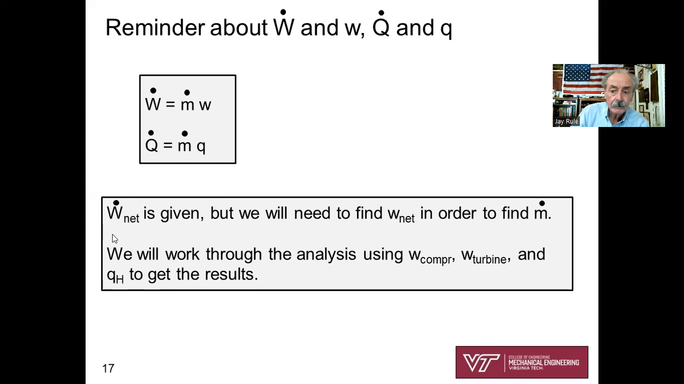Same thing, Q̇ equals ṁ times little q. Looking ahead in the solution, Ẇ_net is given, 48,000 horsepower. But we need to find ṁ. If we can find little w_net, it's easy to find ṁ. So we're going to work through the analysis. We'll get little w of the compressor, actual, little w of the turbine, actual, and little q_H, and that'll give us all the results we need.